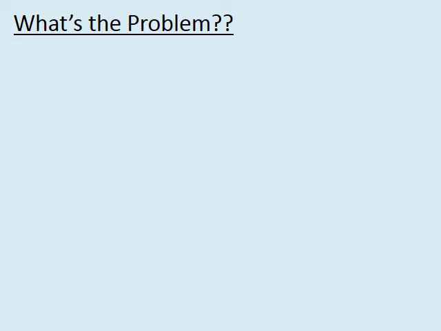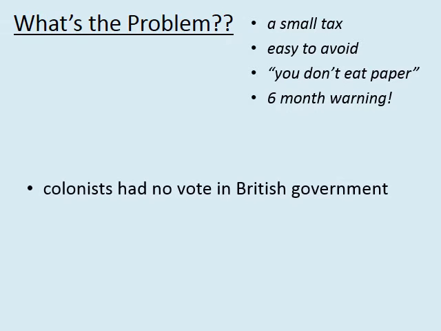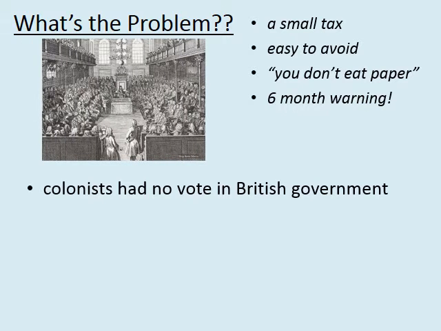So we'll show you more ways in a moment, but just to be clear, what the problem would be, it's a small tax that you don't have to pay. You could just avoid using paper. You don't need it. And actually, they even got a warning months before it would actually go into effect. But really, the reason is the colonists didn't have a vote in the British government. And that parliament there, not a single person there is from the colonies. They're all from England.